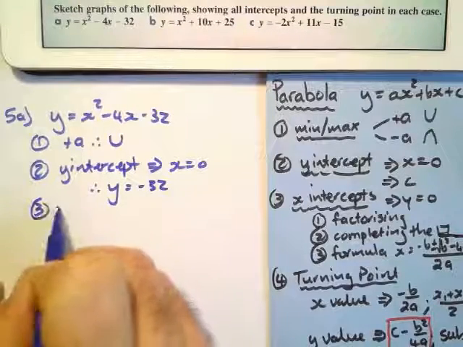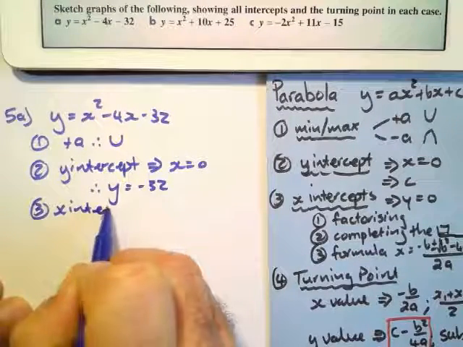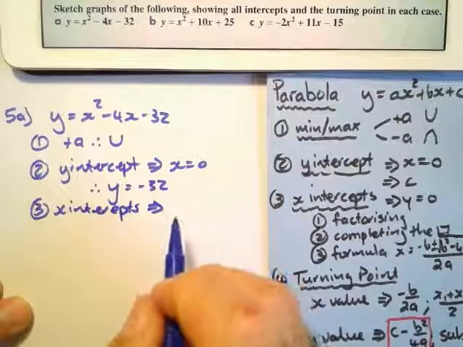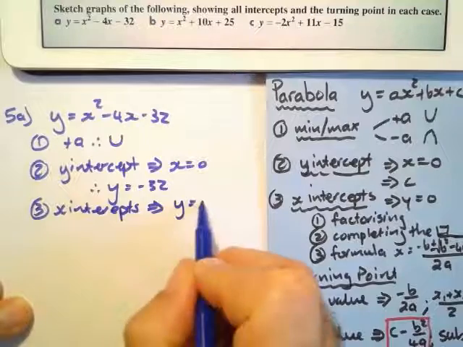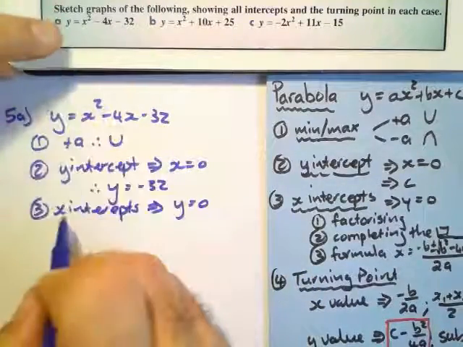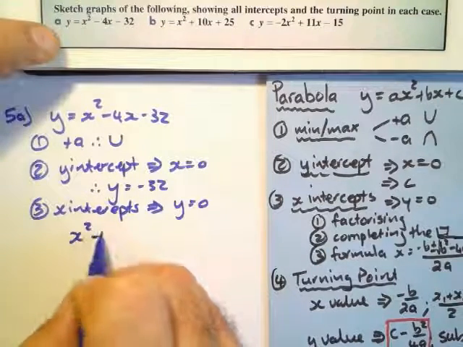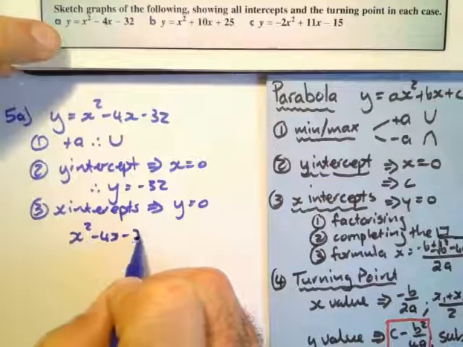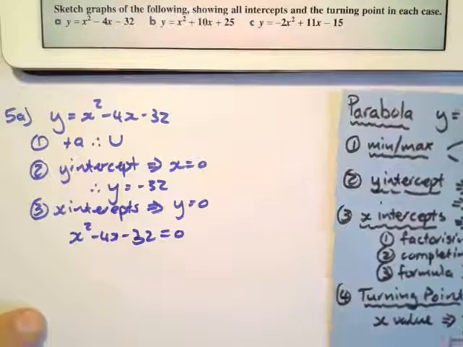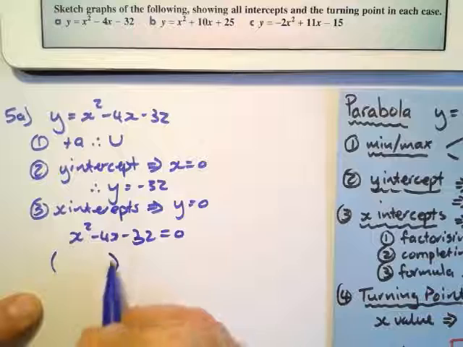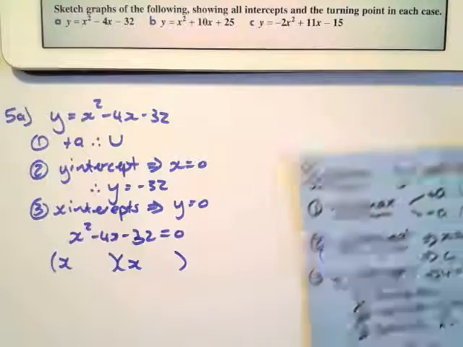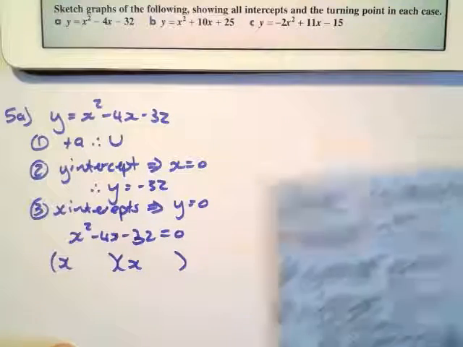Our third step is my x-intercepts. My x-intercepts is where y equals 0. Where y equals 0 means that is where x squared minus 4x take away 32 equals 0. Now I'm going to use my null factor theory to do this, which means I'm going to break it up into this x, x. Now I'll carry on here to do the rest of the thing.